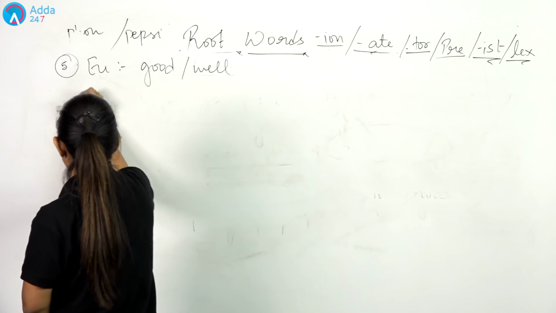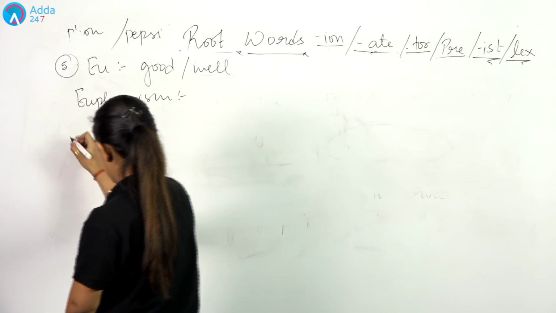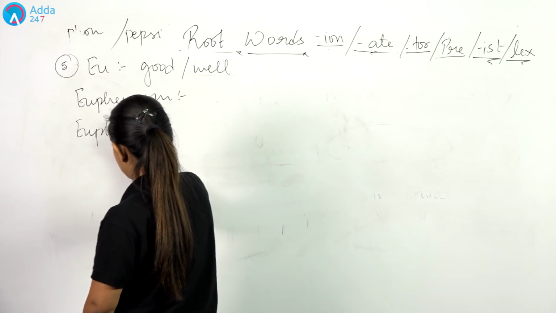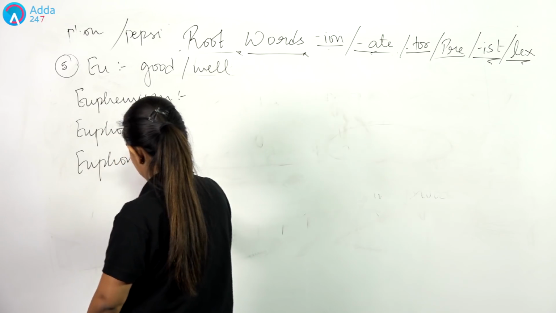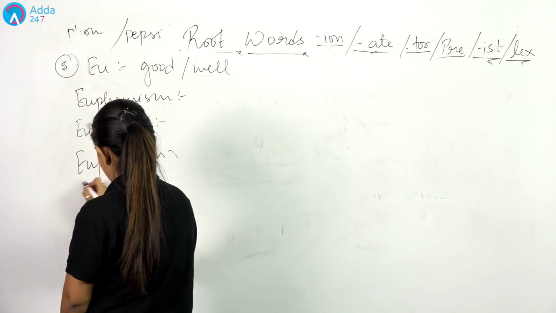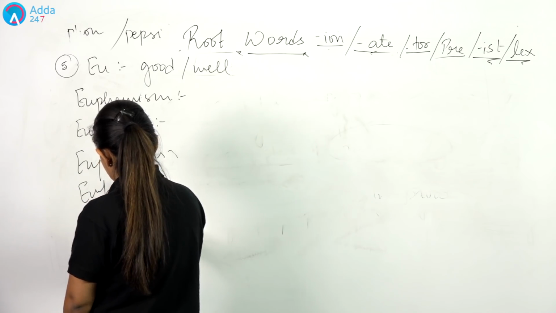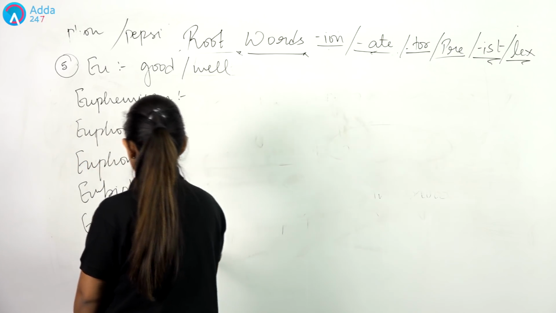So we have words like euphemism, euphoria, euphonious. Again, you have the word phone, right? I just told you the meaning of this word. Then you have eubiotics. Then you have euthermic, right?